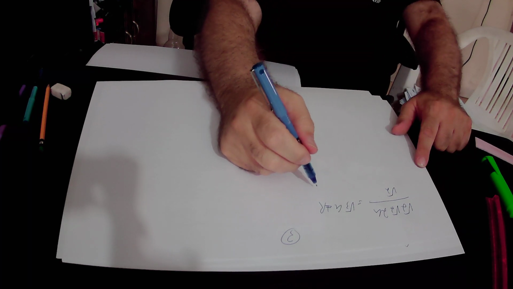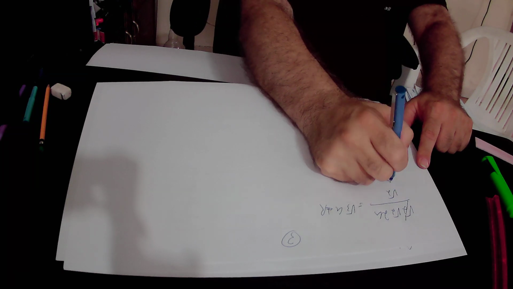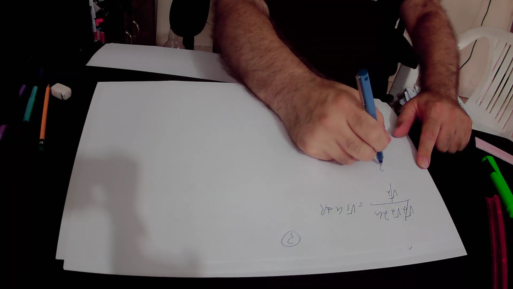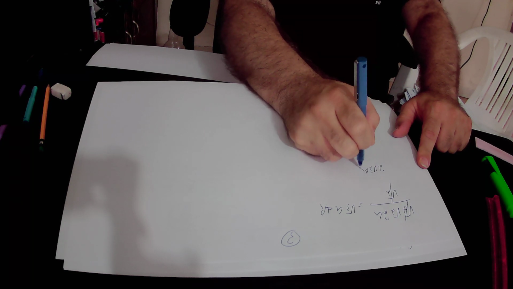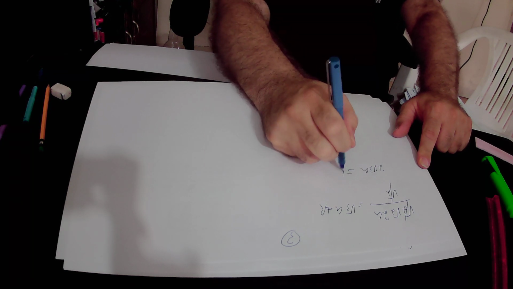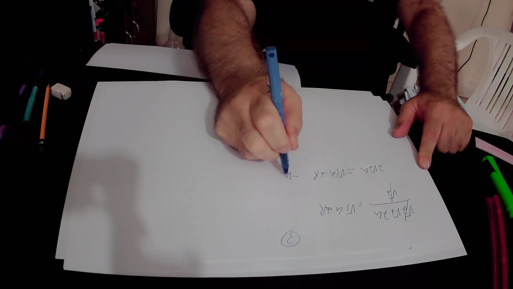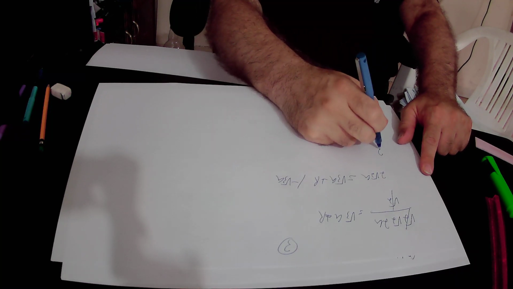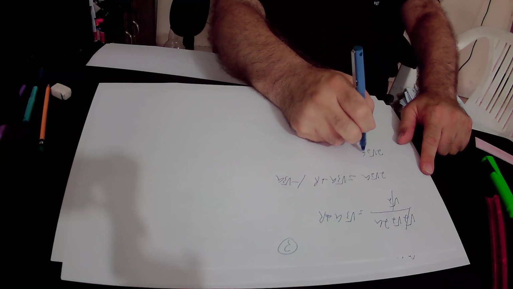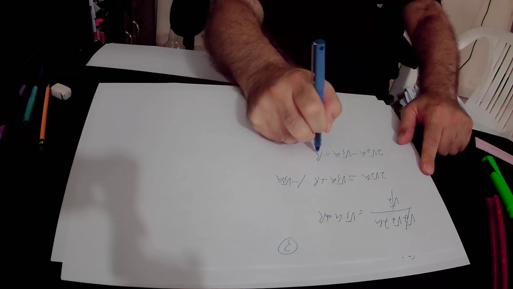We have square root of 2 in the numerator, square root of 2 in the denominator, so square root of 2 will get cancelled, and we are left only with 2 times square root of 2 times A. It is equal to square root of 3 times A plus R. Here we subtract square root of 3 times A from this equation, and we get that 2 times square root of 2 times A minus square root of 3 times A equals R.